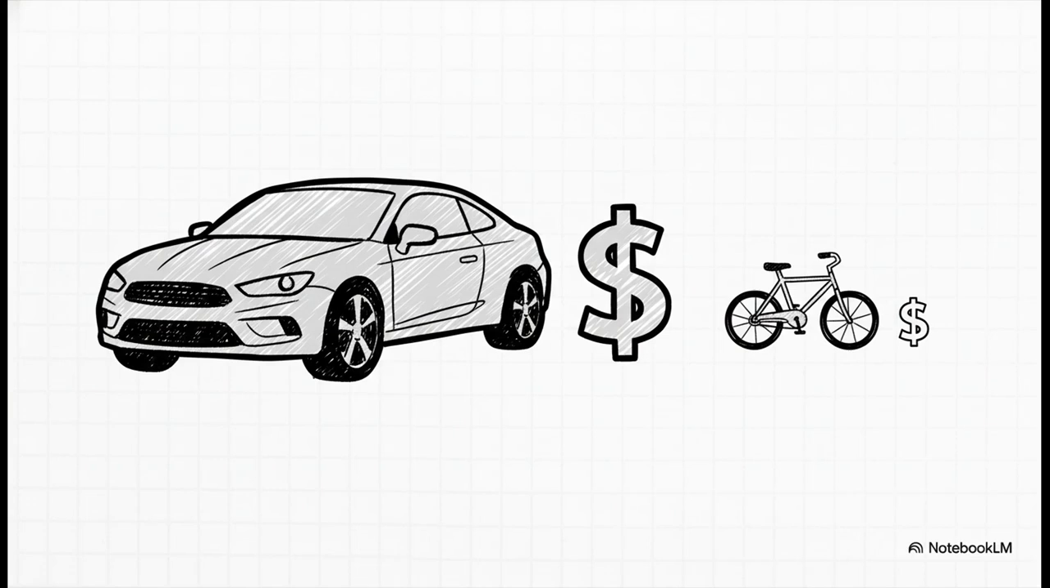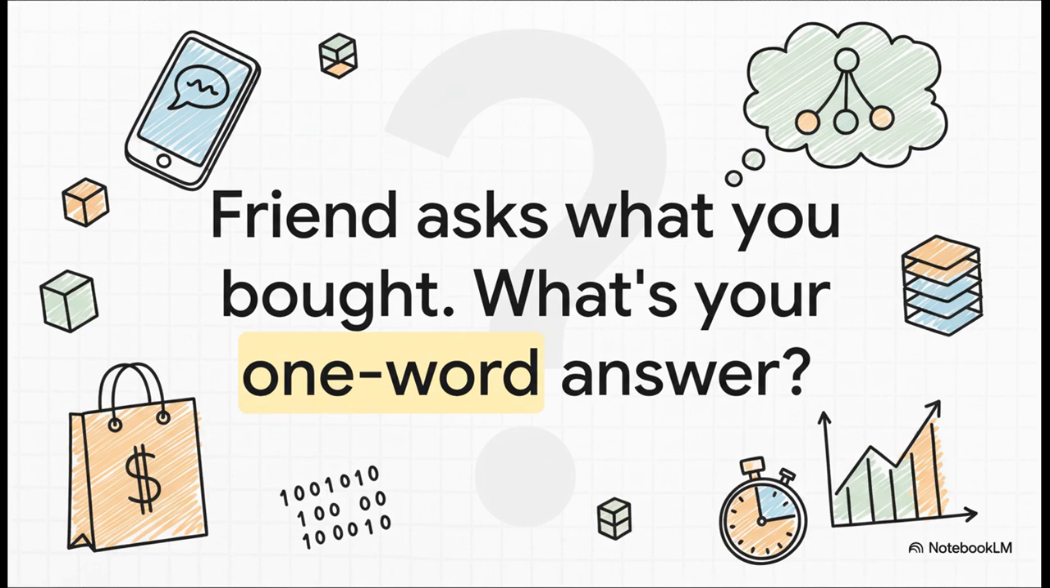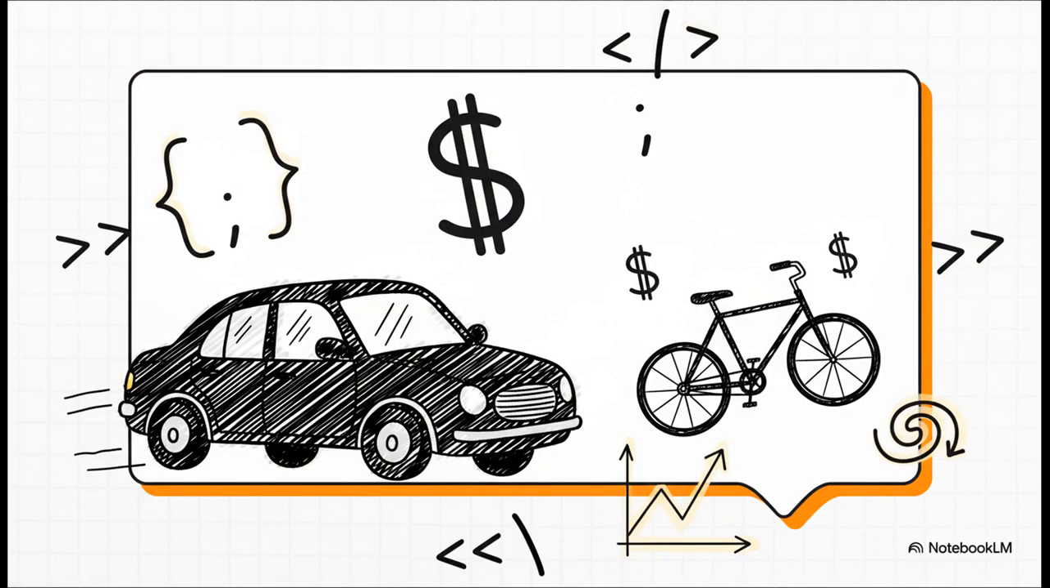To really get the mindset for this, let's use a super simple analogy. Let's say you go shopping and you buy two things, a $30,000 car and a $300 bicycle. A second later, your friend calls you up and says, "Hey, what did you just buy?" You only have time to give a one-word answer. What do you say? You'd say, the car, right? Of course you would. Why? Because compared to a $30,000 car, the $300 bike is basically irrelevant.